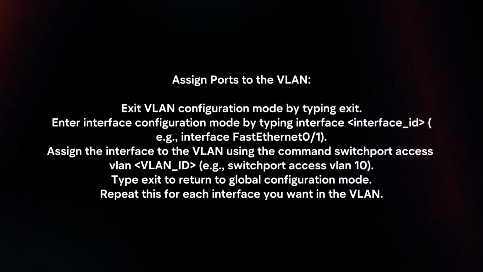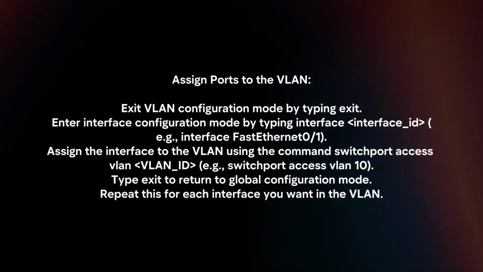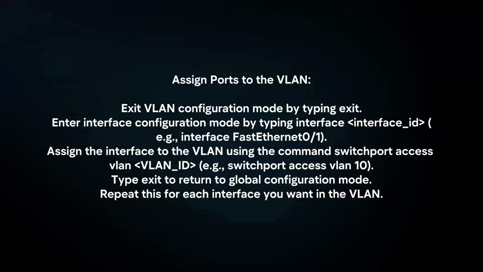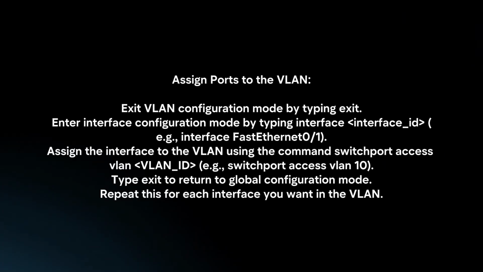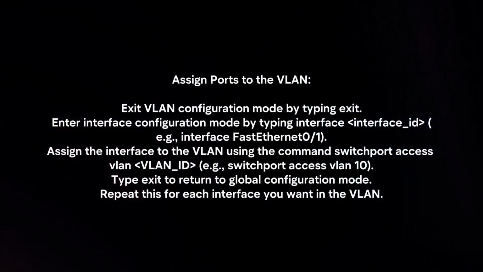Exit VLAN configuration mode by typing exit. Enter interface configuration mode by typing the following. Assign the interface to the VLAN using the following command. Type exit to return to global configuration mode. Repeat this for each interface you want in the VLAN.